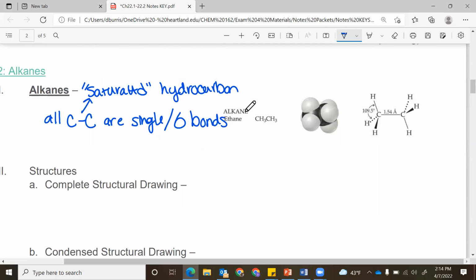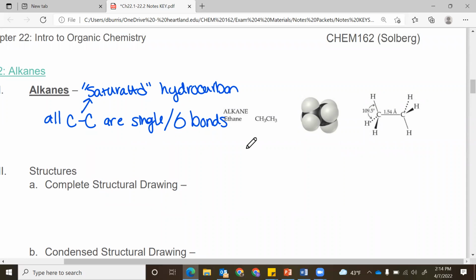So those are also all single bonds. This is an example of an alkane. This is ethane, and that's what the molecule would look like in 3D. So it's all single bonds, C to C. And then these are tetrahedral because carbon has 1, 2, 3, 4 bonds. So all of the carbons in an alkane are going to be tetrahedral. They're going to have 109.5 degree angles. So that's a pretty simple one.